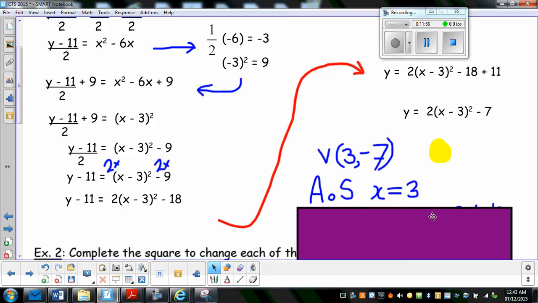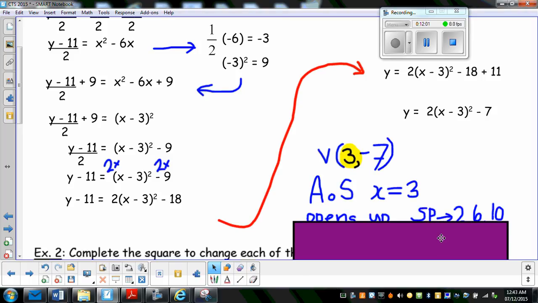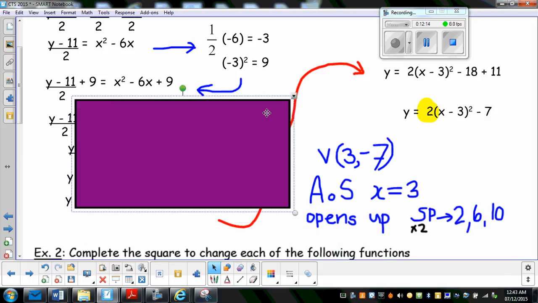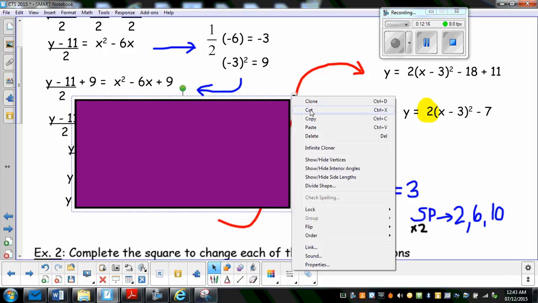Axis of symmetry is x equals 3. Again, coming from the vertex. It opens up because it's positive out in front. And this time our a value is 2. So the step pattern gets multiplied by 2, so it changes to 2, 6, and 10.